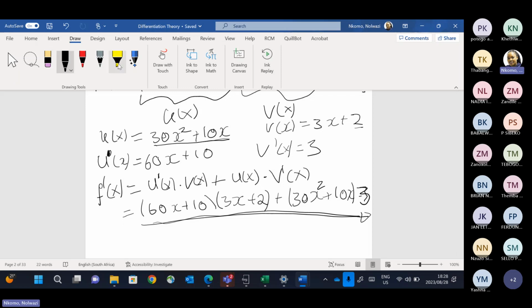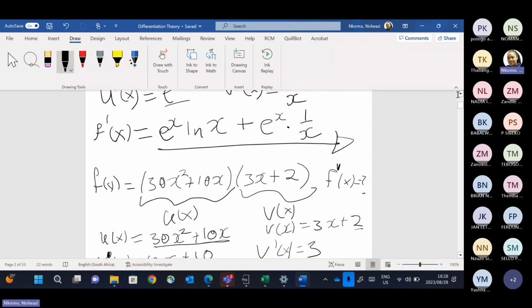Yes, you can do that, but suppose here you had maybe 4 and here you had 3, like this bracket to the power 3 and this bracket to the power 4. You see, it won't be easy to simplify. Let's say we are writing an exam, because it needs time, it's better to use the product rule here. But if this was the case, yes, you can just simplify and then use a power rule.